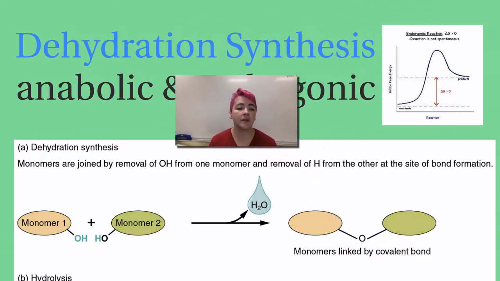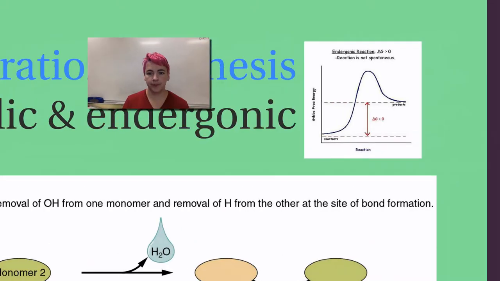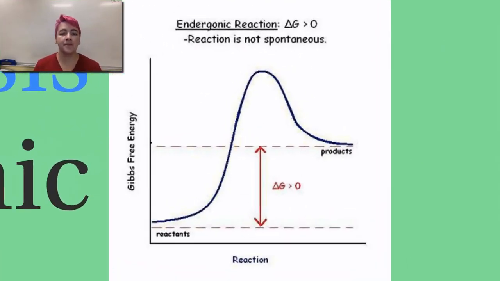If you take a look at the picture below, we have two monomers here. We're taking an OH off of one and an H off another to join them together, removing water. So we're dehydrating that molecule. Looking at a graph on the reaction, looking at Gibbs free energy, and we'll be talking about Gibbs free energy in a few chapters. When you have an endergonic reaction, it's not going to be happening spontaneously, and you have to put energy in. So Gibbs free energy is greater than 0.